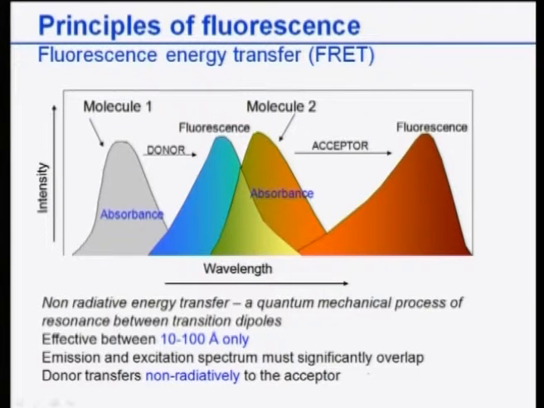Well, let us see the spectrum. If I have intensity versus wavelength, and two molecules, 1 and 2, molecule 1 absorbs, and if it is just a donor, then you have this kind of fluorescence. If it is accepted by molecule 2, you have this kind of fluorescence. This is non-radiative transfer by a quantum mechanical process of resonance between the transition dipoles, normally effective at a distance between 10 to 100 angstrom. The emission and the excitation spectra must significantly overlap.